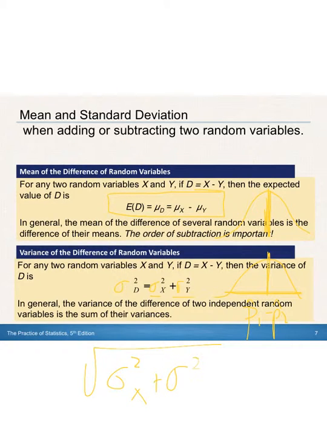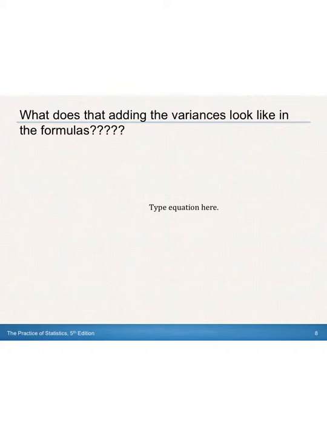So our new standard deviation would actually come from the square root of the sum of those variances. Okay? That's one of the few things that you need to keep straight. And so it's going to look like this in the formula.